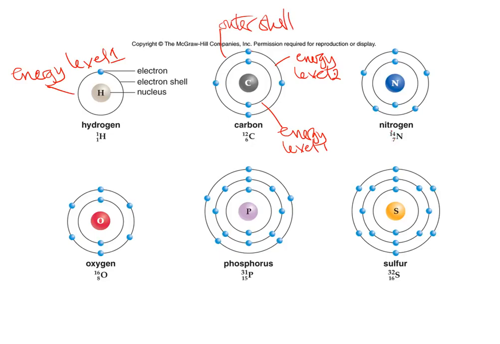Nitrogen has 7 electrons. So we have 2 electrons inside here. We are remaining with 5. So the 5 electrons, we put them in this shell. Oxygen has 8 electrons. So we have 2 inside. The 6 remaining electrons should be in the outer shell.